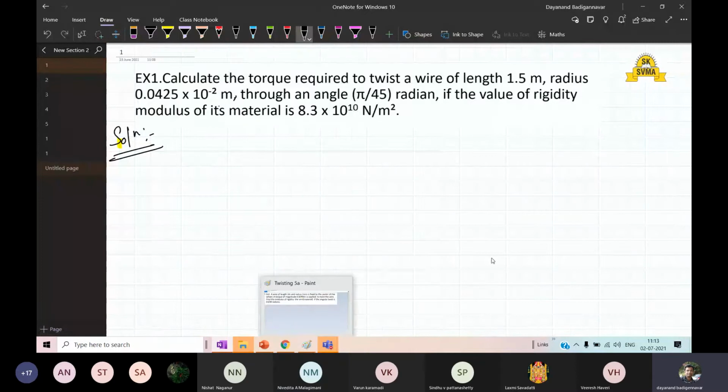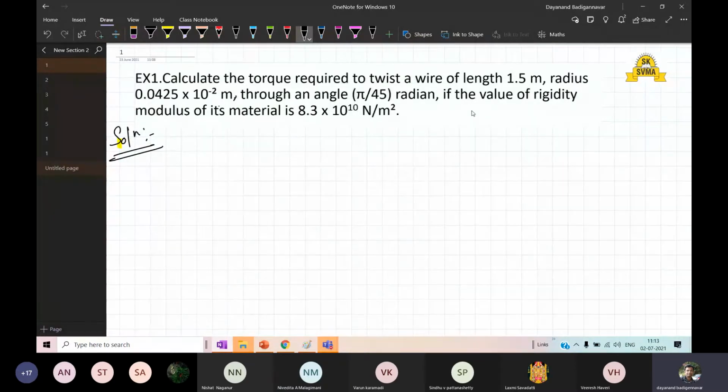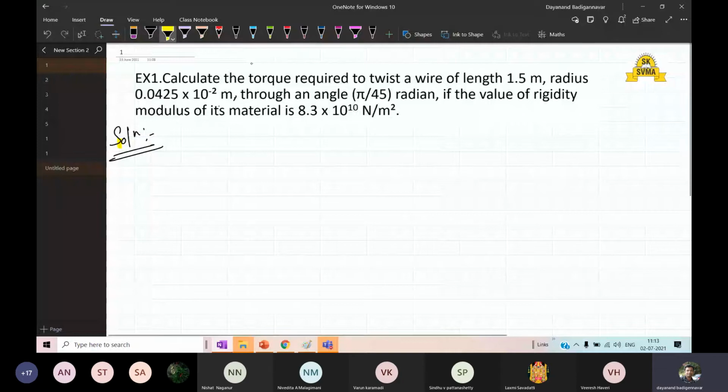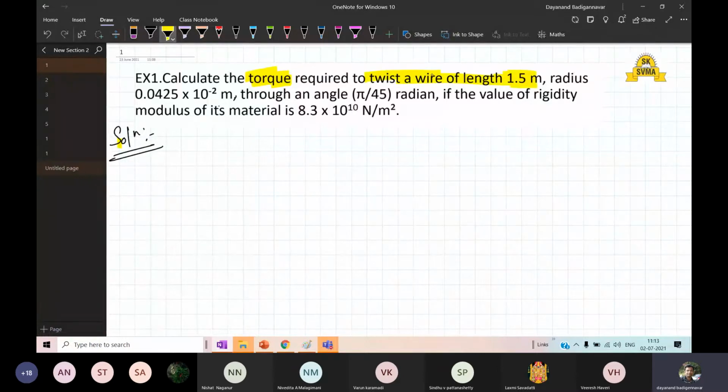Calculate the torque required. Now torque, moment of force, twisting couple, all mean the same. Calculate the torque required to twist the wire of length 1.5 meter, whose radius is 0.0425 into 10 to the power of minus 2 meters, through an angle of pi by 45 radians. If the value of modulus of rigidity is 8.3 into 10 to the power of 10 Newton per meter square. Just look at the problem, what they have given.